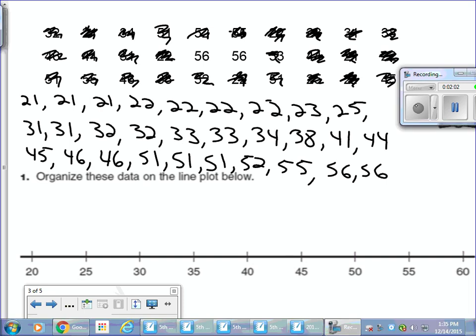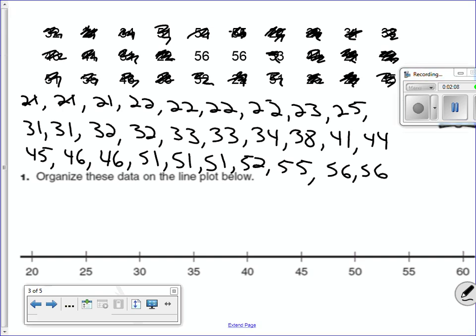All right, this is how you put this on this line plot here. Let's take a look here. So I got some 21s. I have 1, 2, 3 21s here. Got a couple 22s. We have 3, 4 22s. The 23 right here. How many 25s do I have? I have 1 25.